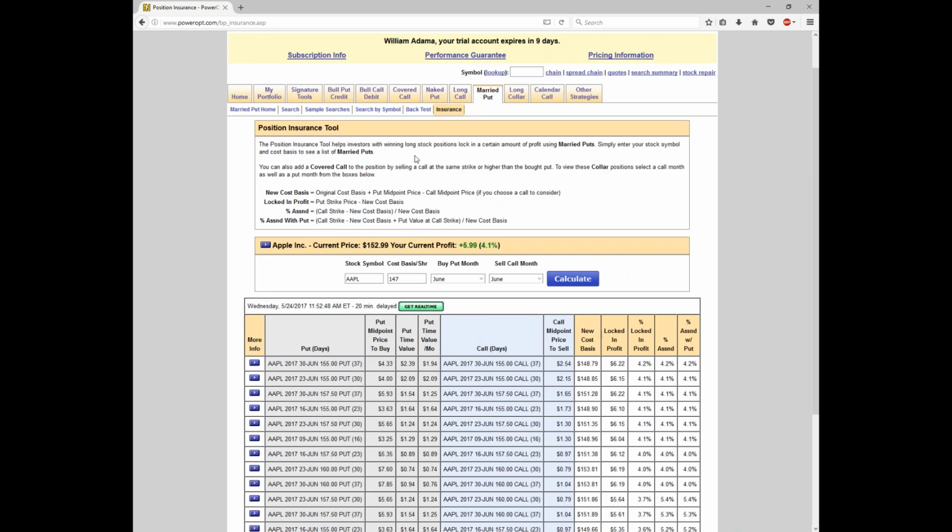But if you're just starting off, looking at a stock and thinking which married put or which collar to buy, in both tools I would use the search by symbol, and then you could customize that further as well, and the same for the calendar calls.